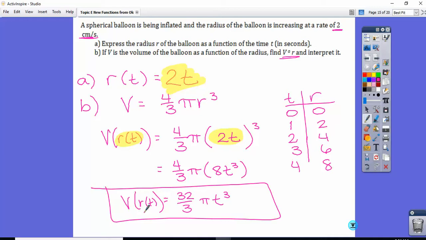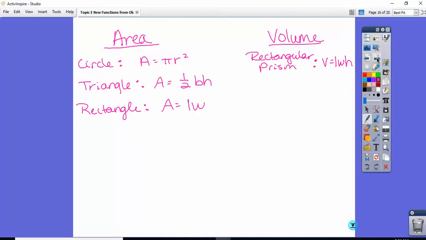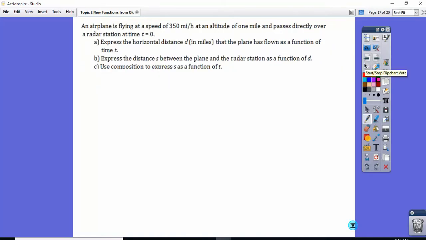So all these word problems that we're looking at today are doing is having you basically compose two things. Are there any questions on that one? I'm just going to keep doing some of these.